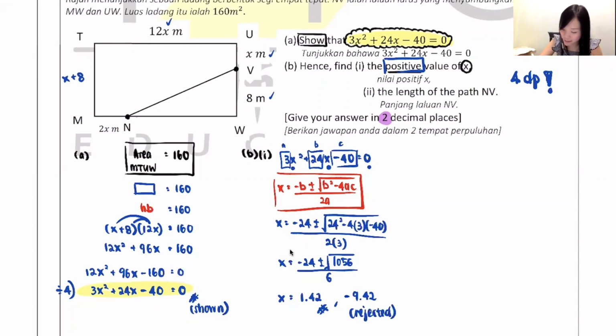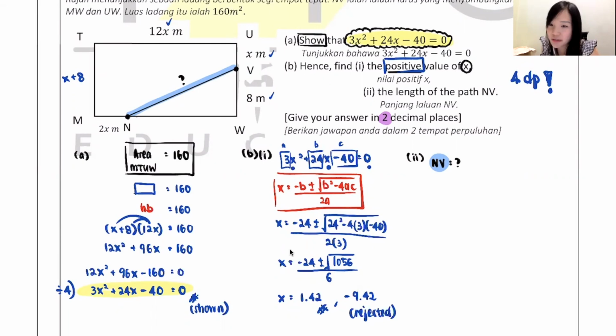So guys, second part. Next part, they say, find the length of the path NV. So guys, you're going to find the length from N to V. Where is N to V? I guess you don't know. I put some color for you. Isn't it NV is this part? Can anyone tell me, how do I find NV all of a sudden? Very good, Patrick. Pythagoras theorem.